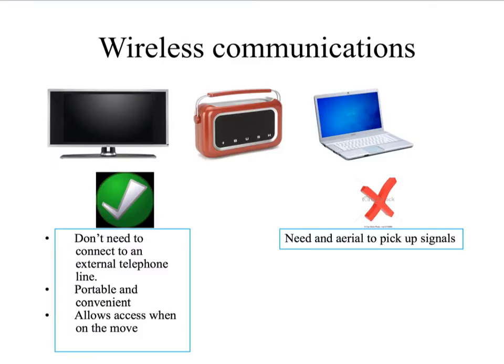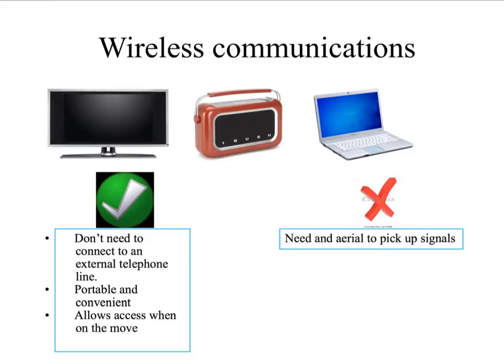We're going to start off looking at wireless communications, and these images here show some examples of uses of wireless communication. TV and radio work by receiving radio waves, so wireless broadcasts, and laptops use Wi-Fi. They also use radio waves to communicate with a router to access the internet.